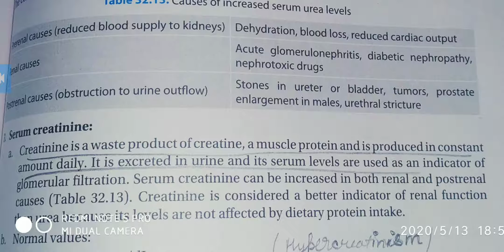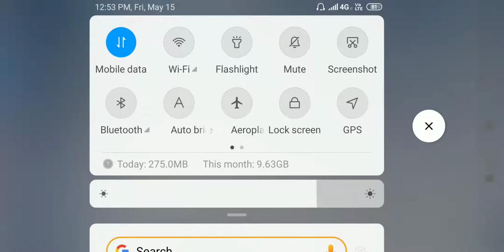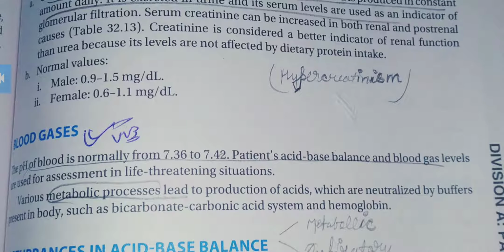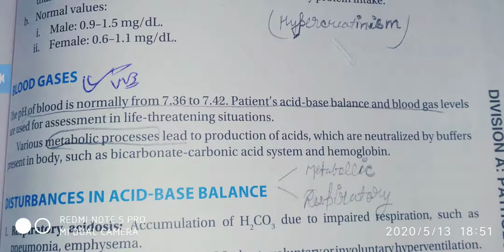It also shows that urea is a better indication of renal function because its level is not affected by dietary protein intake. Now we are going to see the normal values of creatinine. The normal value of creatinine in males is 0.9 to 1.5 mg per dl, and in females 0.6 to 1.1 mg per dl. Now we will talk about the blood gases.